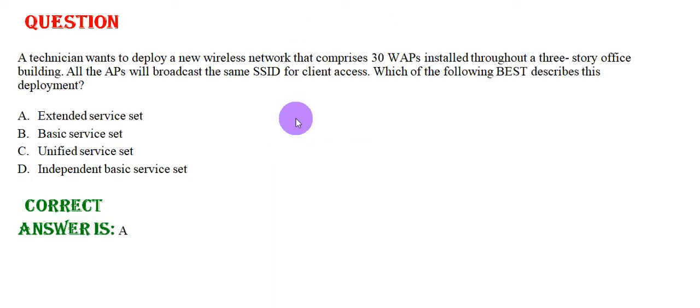A technician wants to deploy a new wireless network that comprises 30 WAPs installed throughout the three-story office building. All the APs will broadcast the same SSID for client access. Which of the following best describes this deployment? Option A, extended service set. Option B, basic service set. Option C, unified service set. And option D, independent basic service set. The correct answer is option A.